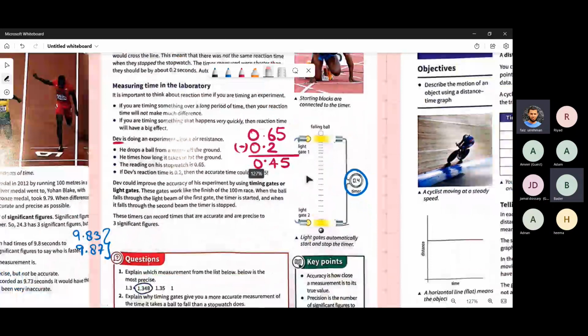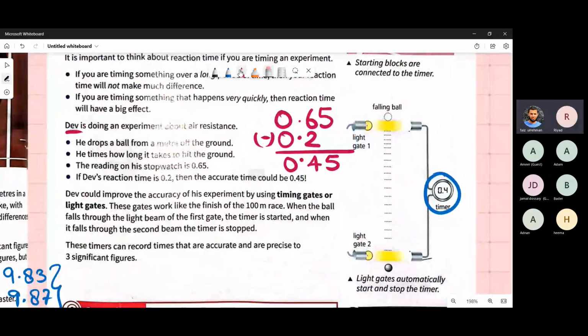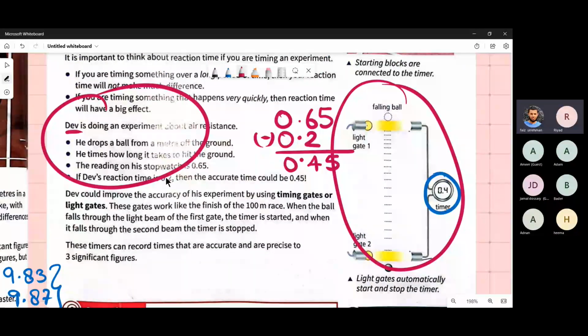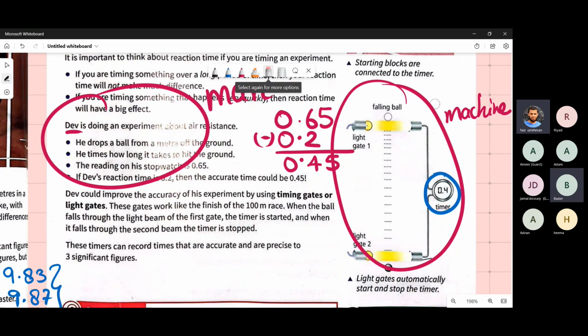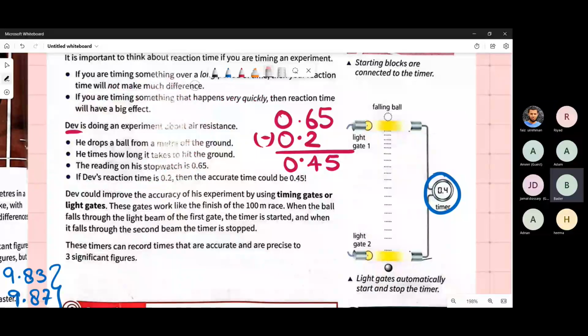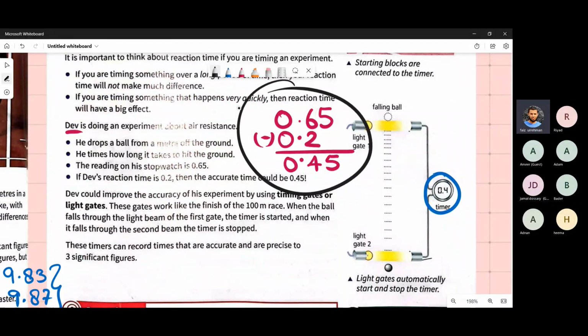And in this example, this is something else. This thing is something else and this thing is something else. Do not get confused that these two are the same things. These two things are different. In this one, a man is involved. In this one, a machine, a sensor, is involved. Do you guys understand what I did here?